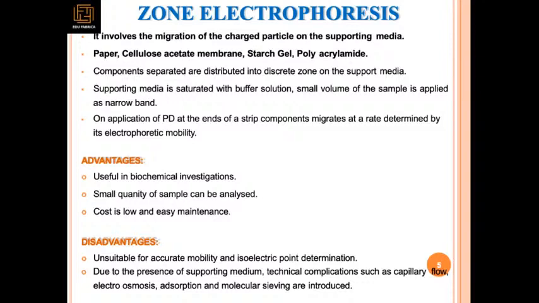So zone electrophoresis involves the migration of charged particles on a supporting medium, and paper, cellulose acetate membrane, starch gel, polyacrylamide, all these materials are used. The components separated are distributed into discrete zones on the support medium, and the supporting medium is saturated with buffer solution. A small volume of the sample is applied as a narrow band. On application of a potential difference, it works.